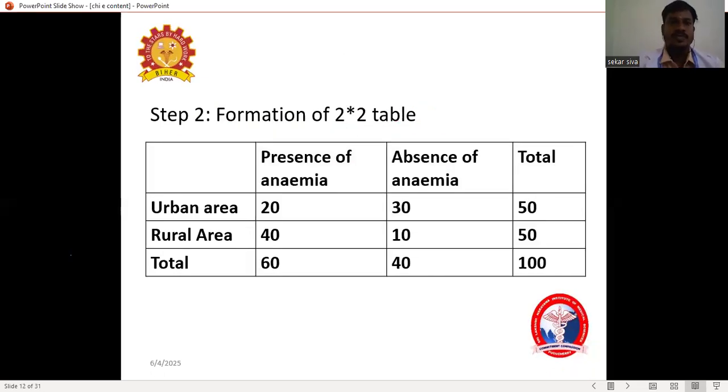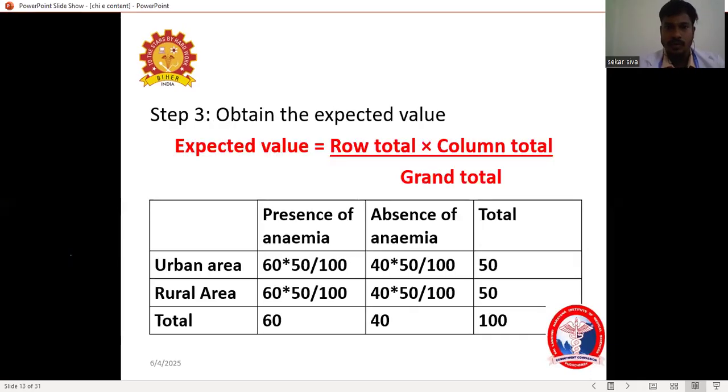So the second step is the formation of the 2x2 table. As I told, the next step is to find the expected value for each cell. Row total into column total divided by grand total is the formula for finding the expected value for A. Here, let's draw that table.